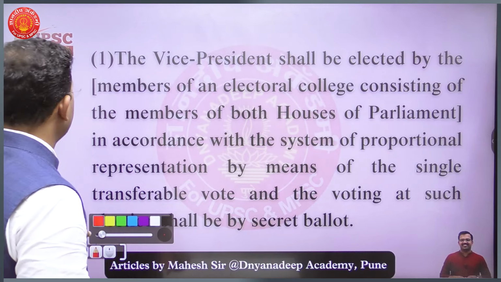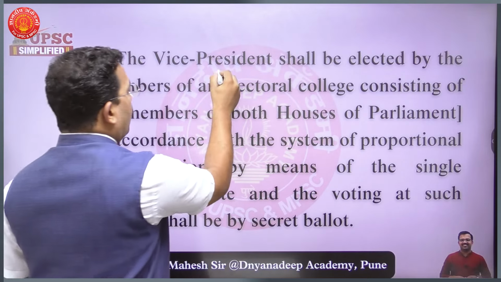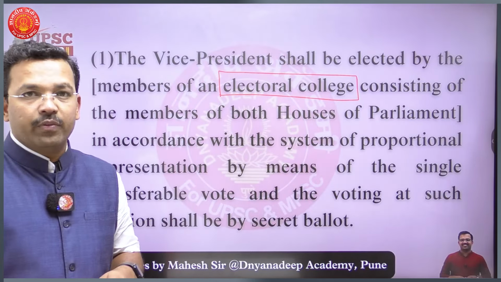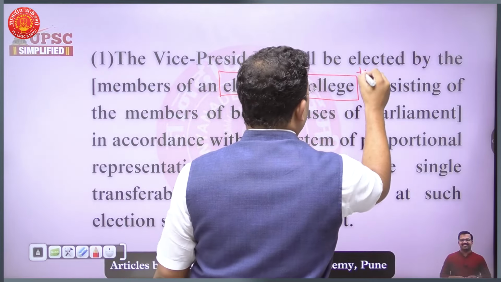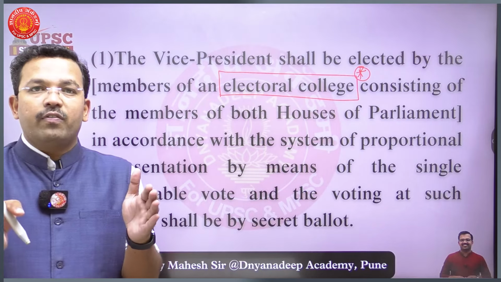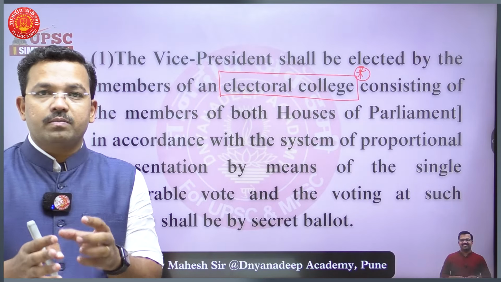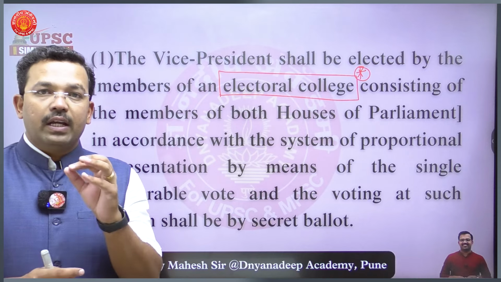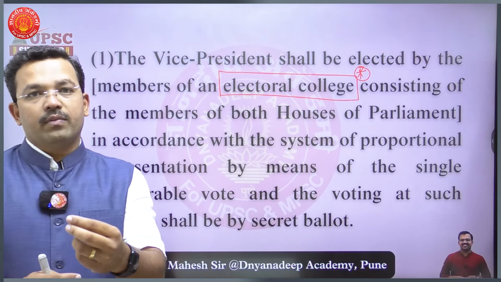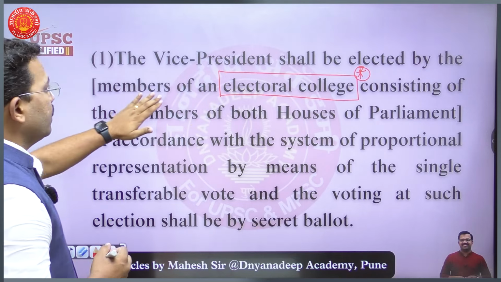See, the first thing it says, the Vice President shall be elected by members of an electoral college. Those of you who are preparing from scratch, who are very new, must know this term, electoral college. What is the meaning of electoral college? An electoral college is a specific group of electors, a specific group of voters constituted for electing a particular post, a particular position, or a particular event, right? So that's why the Vice President shall be elected by members of an electoral college.